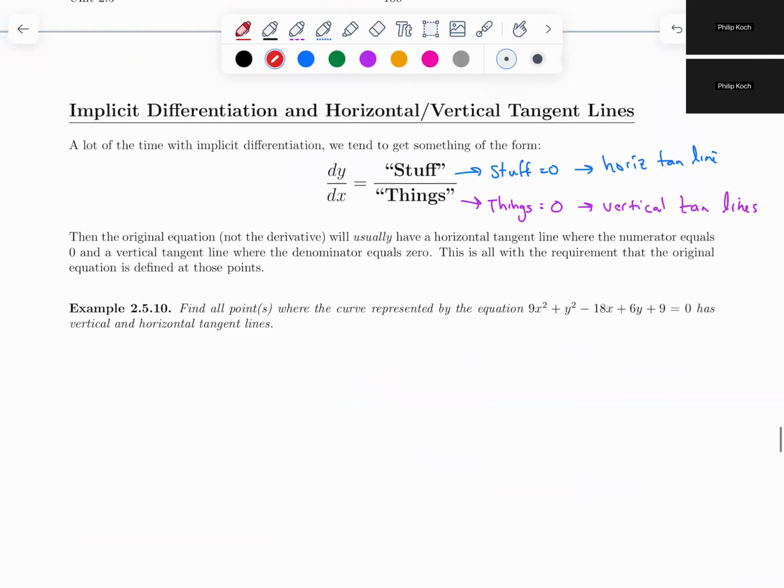So find all points where the curve represented by the equation 9x squared plus y squared minus 18x plus 6y plus 9 is equal to 0 has vertical and horizontal tangent lines. Does anybody know what that equation is, by the way? Anybody know what that looks like?